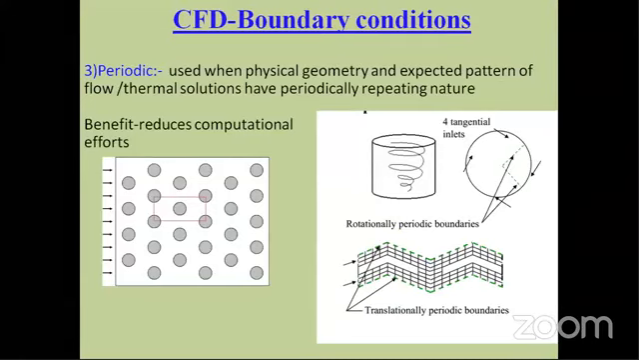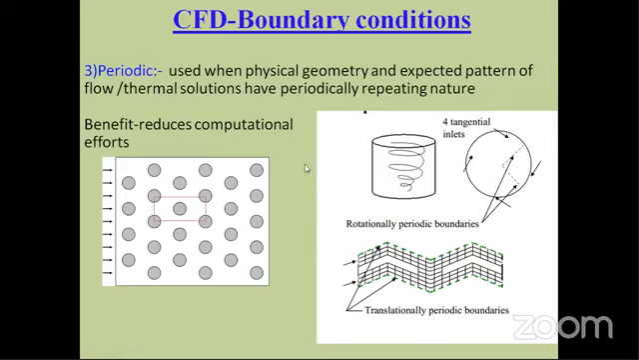Now next is periodic. In the periodic condition, the flow pattern is repeated. Like you can see here, many cylinders are in this big domain. You can just take these five elements, like the red line I have shown. I will say this red line has what?